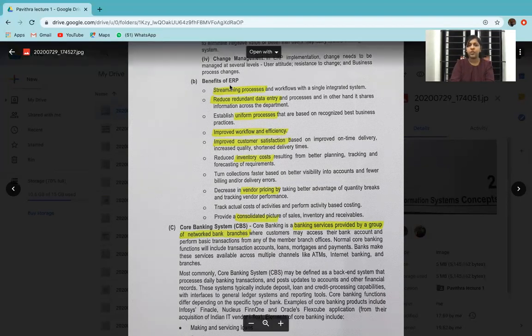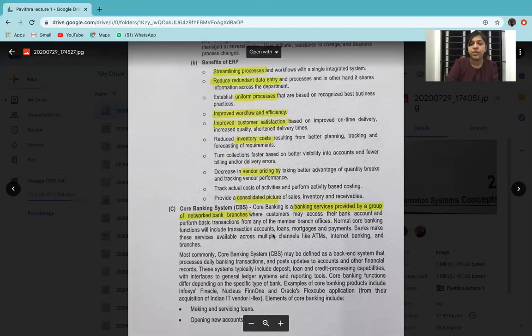What are the benefits of ERP? Streamlining the process in a single integrated system, so there's no redundant data entry. There's a uniform process, improved workflow and efficiency, improved customer satisfaction, reduced inventory cost, decrease in vendor pricing, and one consolidated picture. These are the benefits of an ERP.